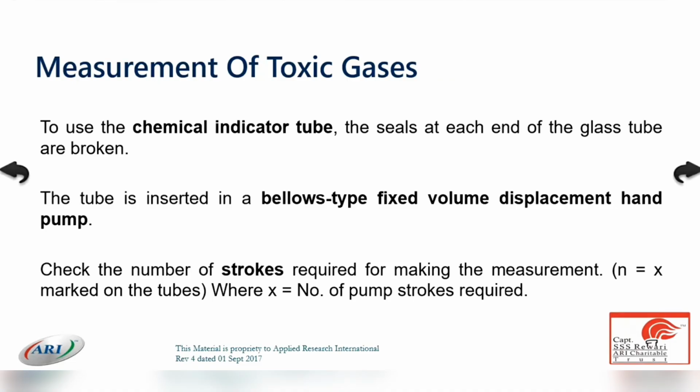We were also having this bellow type fixed volume displacement hand pump, but we were also having an electrically driven one. For all these strokes, you just have to scan the barcode which is printed on the outside of the cover of the Dräger tubes, and then it will automatically do it. That's a different type.